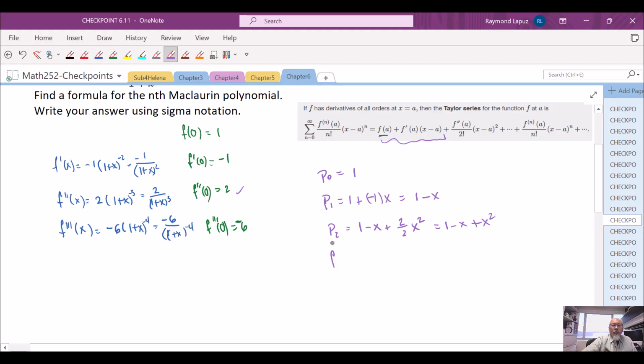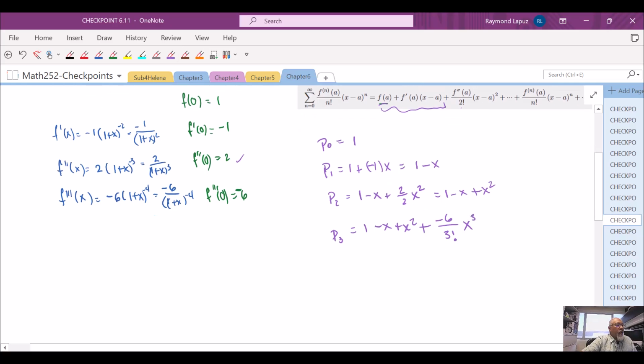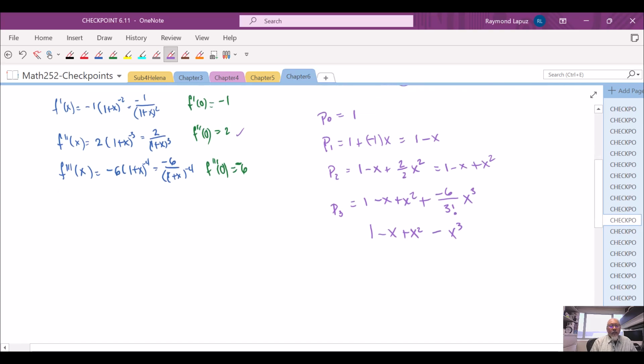And then the last one, p sub 3, is going to be 1 minus x plus x squared plus, oh, we get a negative here, negative 6 divided by 3 factorial. But 3 factorial is also 6. Anyways, this is going to be cubed, and so we will end up with 1 minus x plus x squared, and then this one's a minus, so that's also x cubed. All right. You can kind of see a pattern here, and this time they want us to actually figure out the pattern so we can write this as a series, or we can stop any time at some nth degree polynomial.